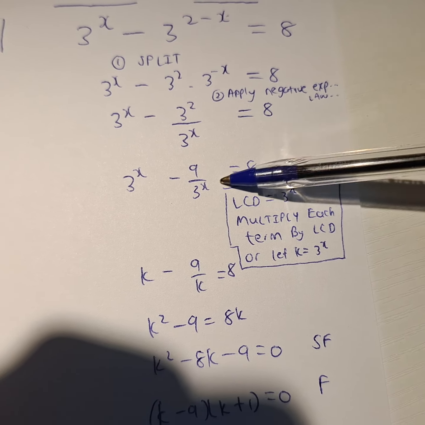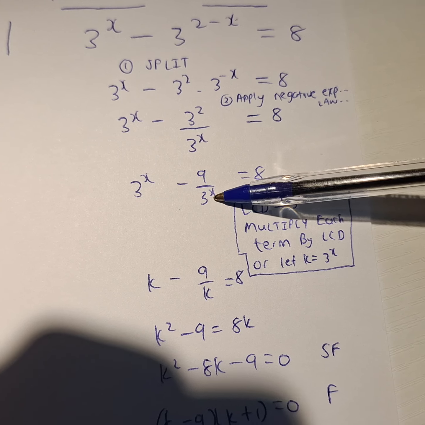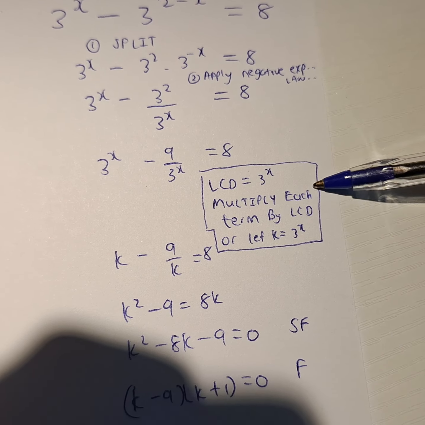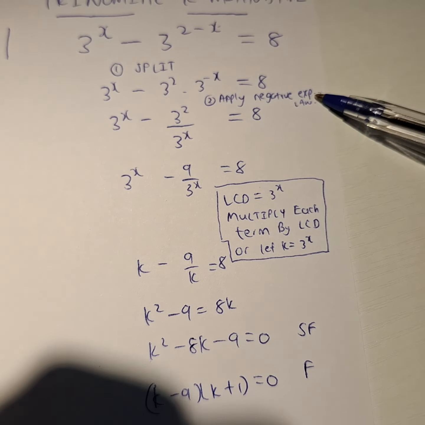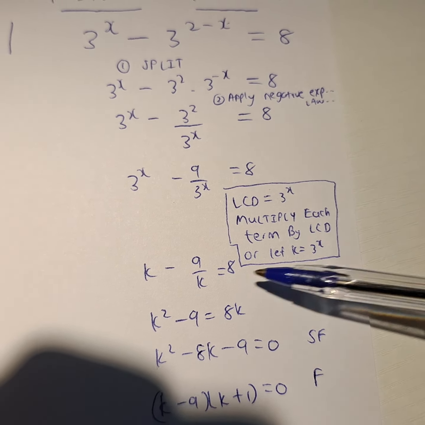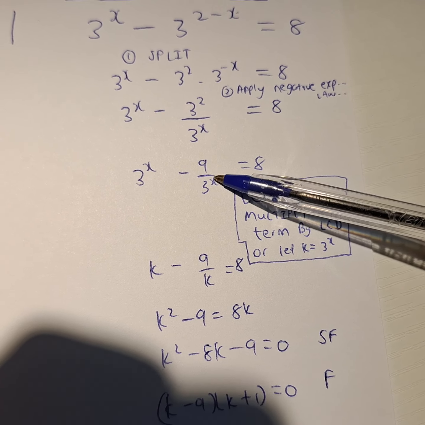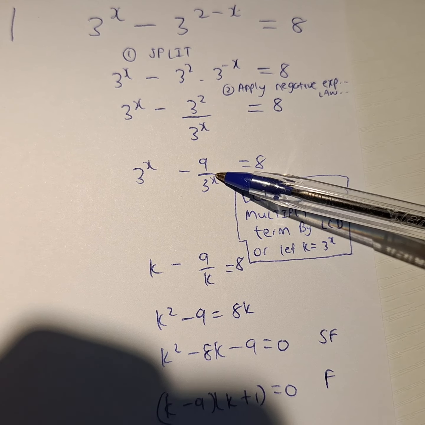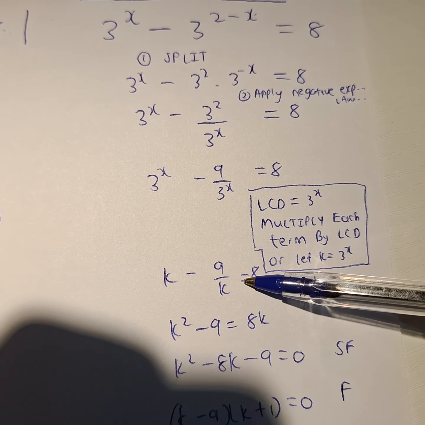What we then do is we take the LCD. The lowest common denominator here, the only denominator, is 3 to the power x. So we multiply each term by the LCD. Why do we do that? To get rid of the denominator. At this point, if we wanted to, we can let k be equal to 3 to the power x. That means everywhere where 3 to the power x is, we substitute it with k. So here we substitute: k minus 9 over k, which is equal to 8.